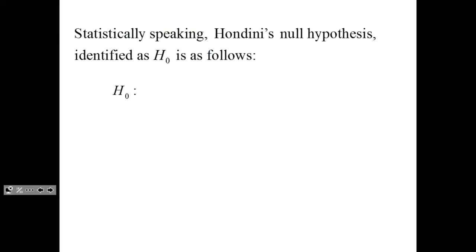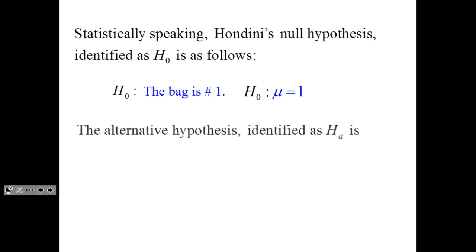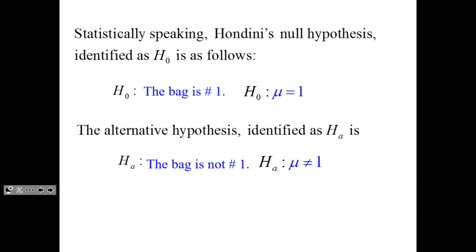So statistically speaking, his null hypothesis is the bag is bag number 1. That would give him a mu equals 1. His alternative hypothesis is that he doesn't have bag 1. Not that he has bag 2, but that he doesn't have bag 1. Remember, our hypothesis and null hypothesis is always in terms of the null value of having bag 1 or not having bag 1. It would just mean mu is not equal to 1. So he's going to do a two-tailed test.